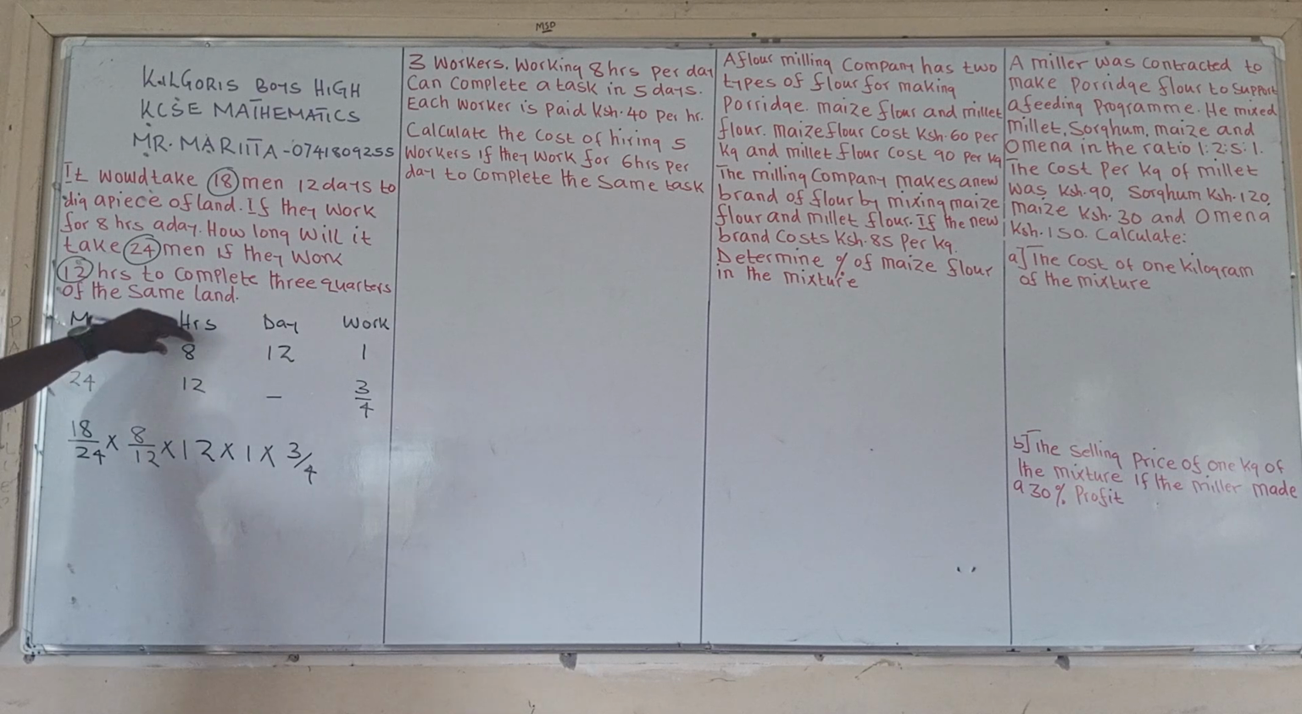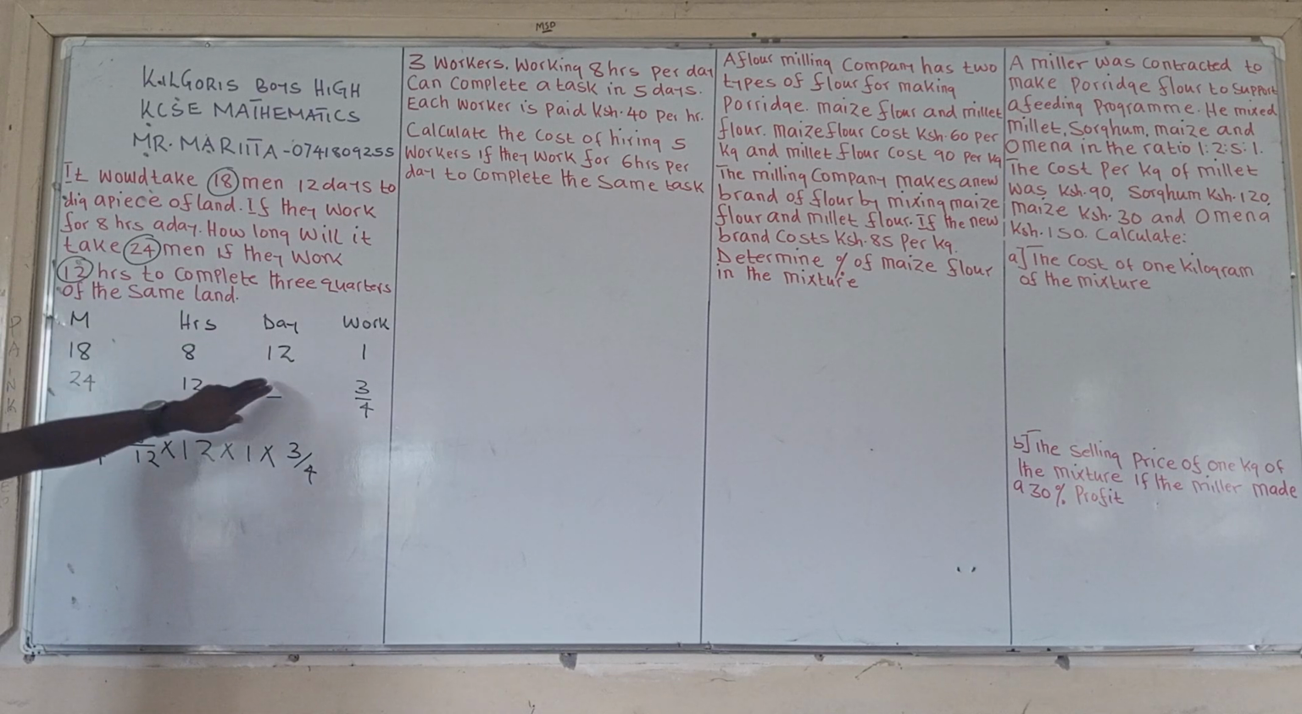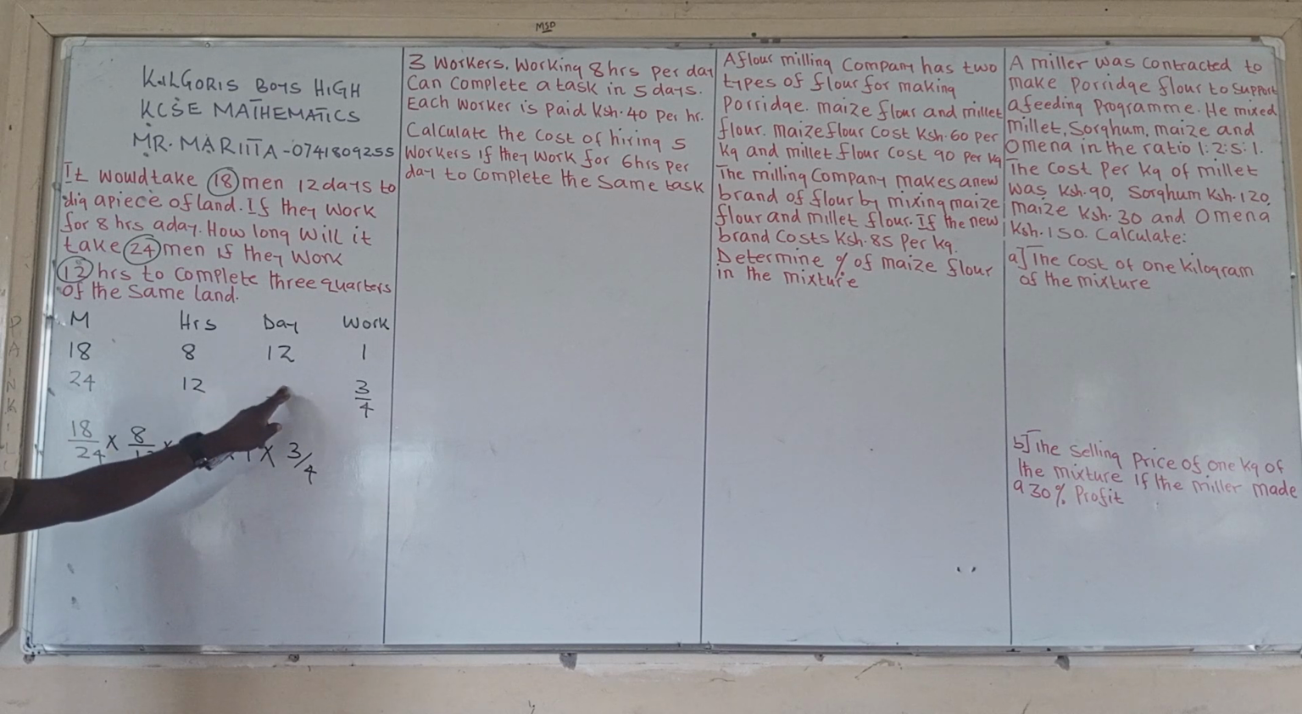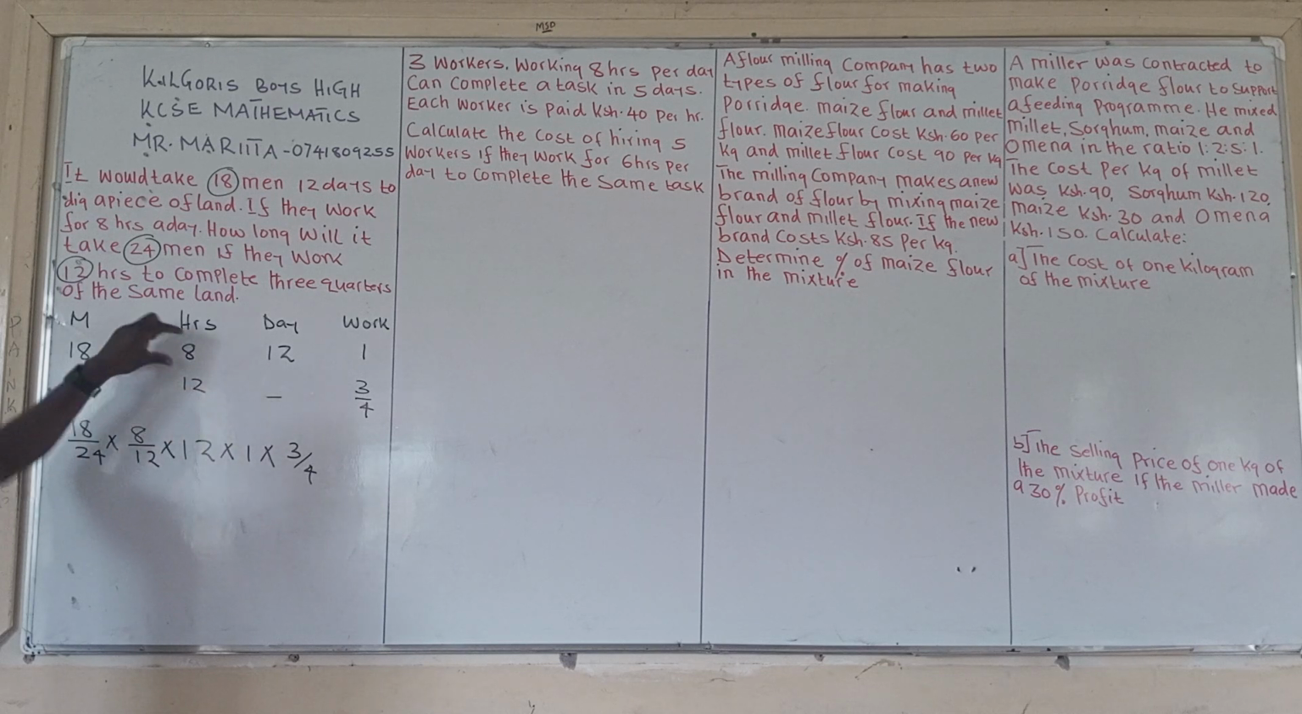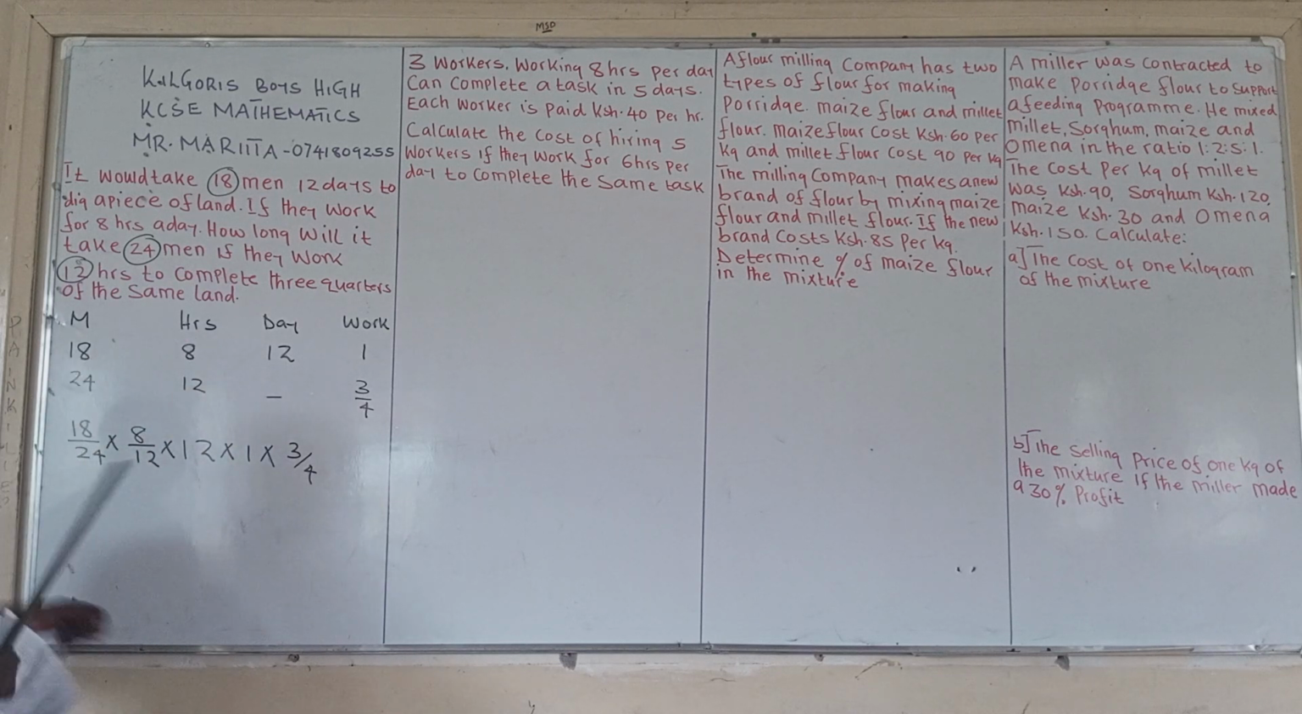So in this case here, if the number of hours has been increased from 8 to 12, they will take less number of days. So less number of days, now we take a less fraction or a smaller fraction, which is in this case here.